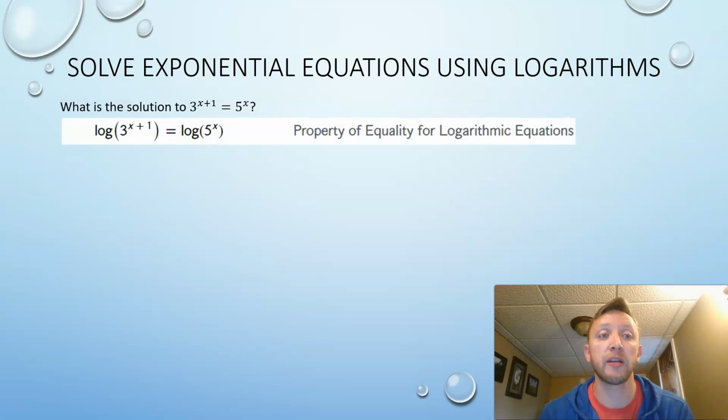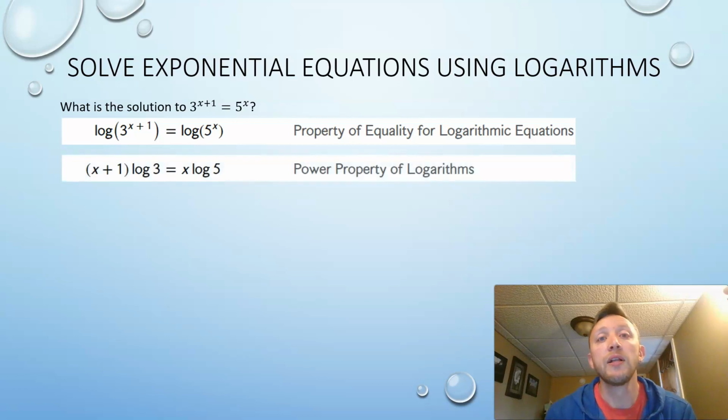What we just did a second ago. So we'd have log of 3 to the x plus 1 power equals log of 5 to the x power. And now, let's use some of those properties we learned about in the previous lesson, 6.5. So that x plus 1, that's an exponent, we can put that in front of the logarithm. And that x, that's an exponent for the 5, we can put that in front of the logarithm.